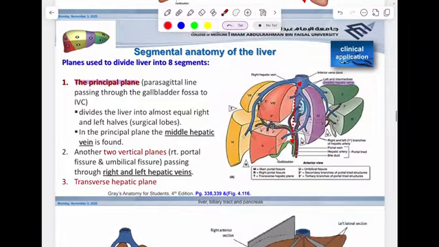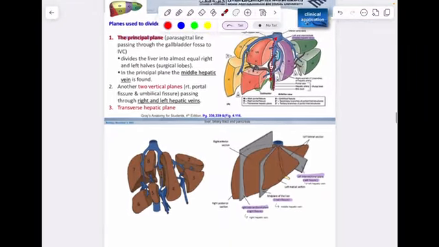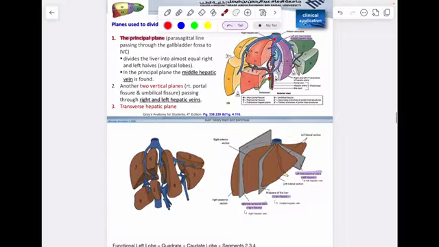But when we segment the liver, it's going to be into 8 segments. First, we have 3 planes dividing it. We have the principal or mid plane, and it's going to divide it in half, and we're going to have the middle hepatic vein, as the name says. Then we have 2 vertical planes: the right portal fissure, also known as the right intersectional plane, which has the right hepatic vein, as well as the umbilical fissure or the left intersectional plane, which is going to have the left hepatic vein. We also have the transverse hepatic plane, which is going to divide it horizontally.